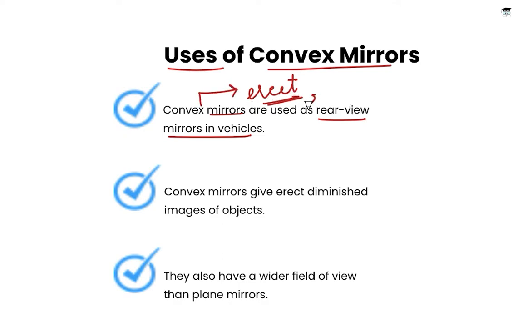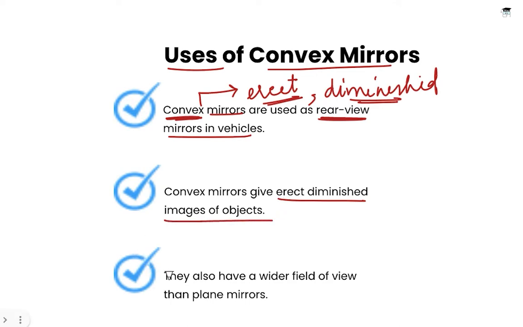And the second is, now again imagine that the car which is coming behind your car looks double its size in your rear view mirror. Again it would cause a lot of issues. So it is important that the mirrors we use as rear view mirrors form diminished images. And erect and diminished images are formed by convex mirrors. So they are used as rear view mirrors in vehicles, and convex mirrors give erect, diminished images of the object, and they also have a wider field of view than plane mirrors.